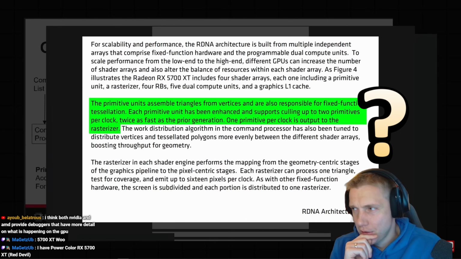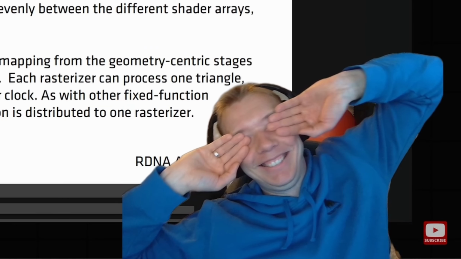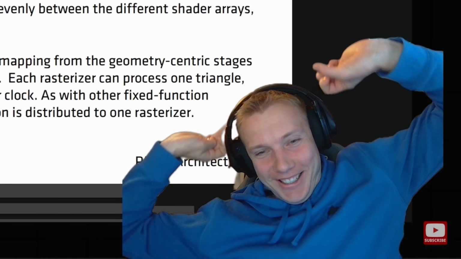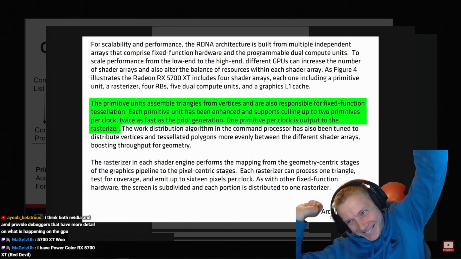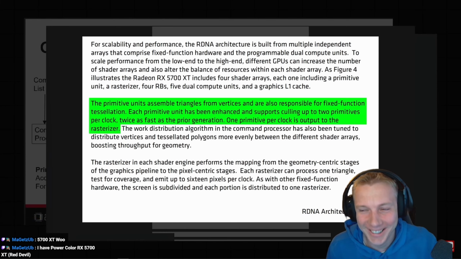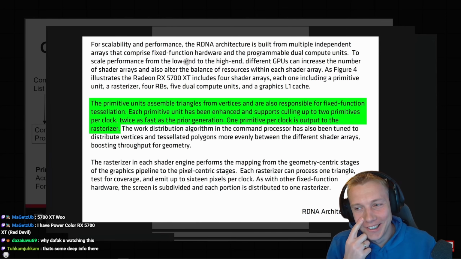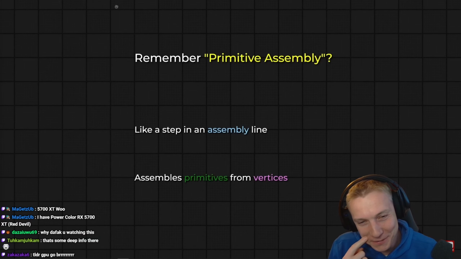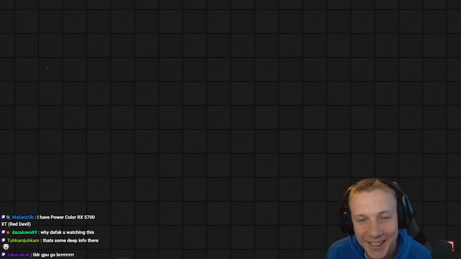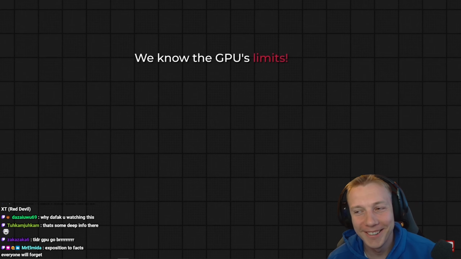One primitive per clock is output to the rasterizer. So each primitive unit can output one primitive per clock. While the GPU may be exceedingly powerful in some respects, for example pixel processing, it's still bound by the rate the primitive assembler can pass things off to the rasterization stage. Some deep info, neat, because it lets you know more specifically what the upper limit is for a given architecture on how fast these things can feed triangles to the rasterization stage.